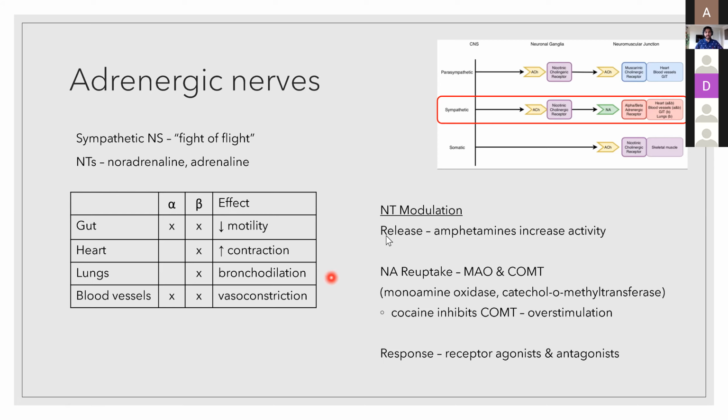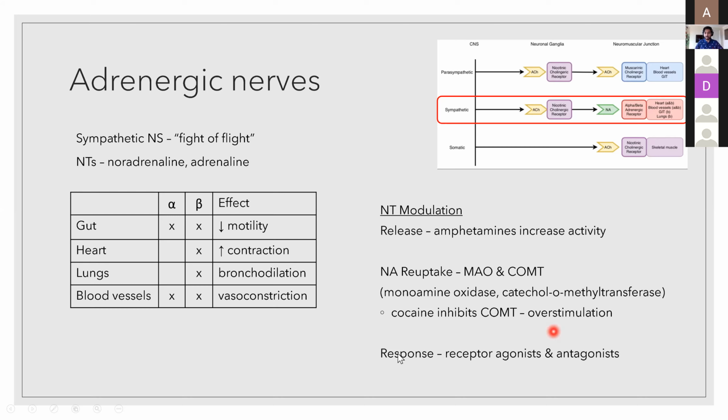We also need to know some of the ways the neurotransmitters are modulated at this junction. So some amphetamines, which are a recreational drug, increase the release of noradrenaline, which will increase stimulation of the receptor, increasing these effects we see here. These MAO and COMT molecules help with the process of noradrenaline reuptake into the presynaptic neuron. These are their names, if you're interested. And cocaine inhibits COMT, so it inhibits reuptake, so there'll be more noradrenaline at the synapse, meaning there'll be more stimulation and more of these effects.